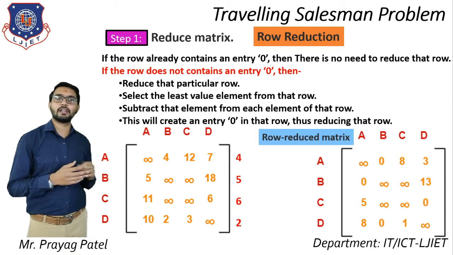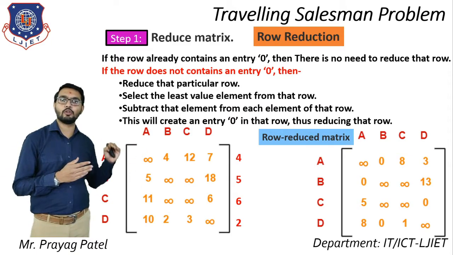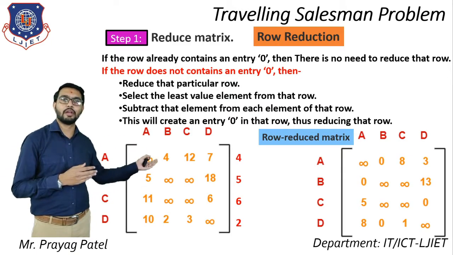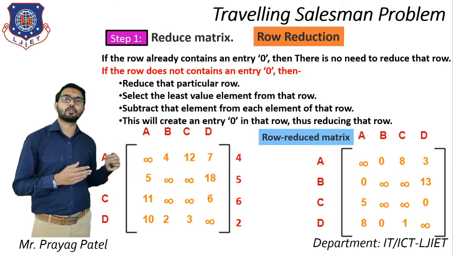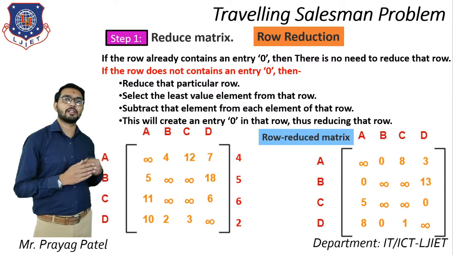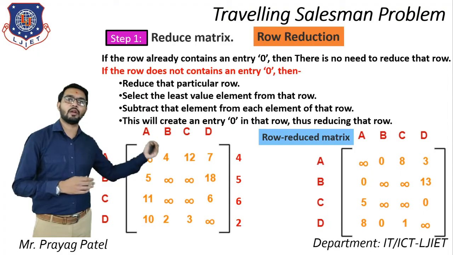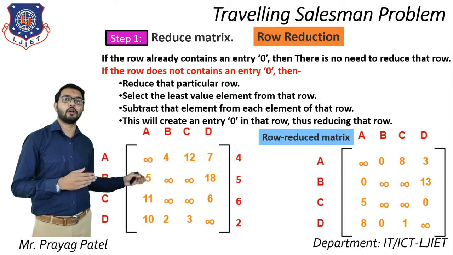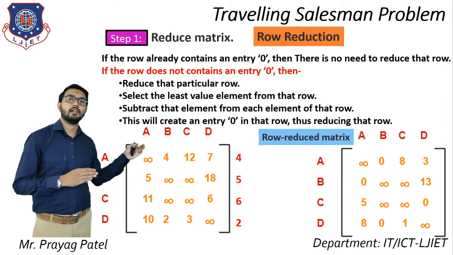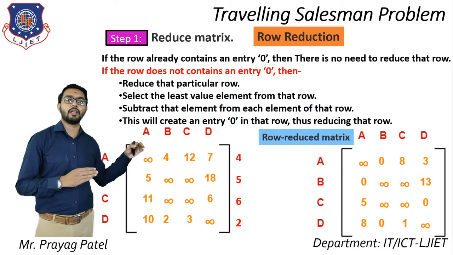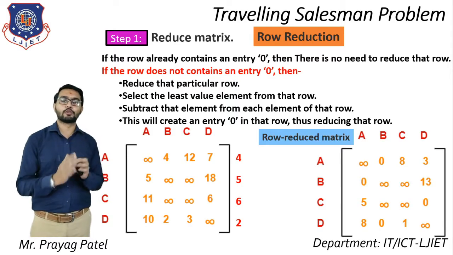For the second row, subtract 5. So the next values are 0, infinity, infinity and 13. For the third row C, subtract 6. So here we get 5, infinity, infinity and 0. And for the fourth row D, subtract 2. So the last row is 8, 0, 1, infinity, giving the row reduced matrix.